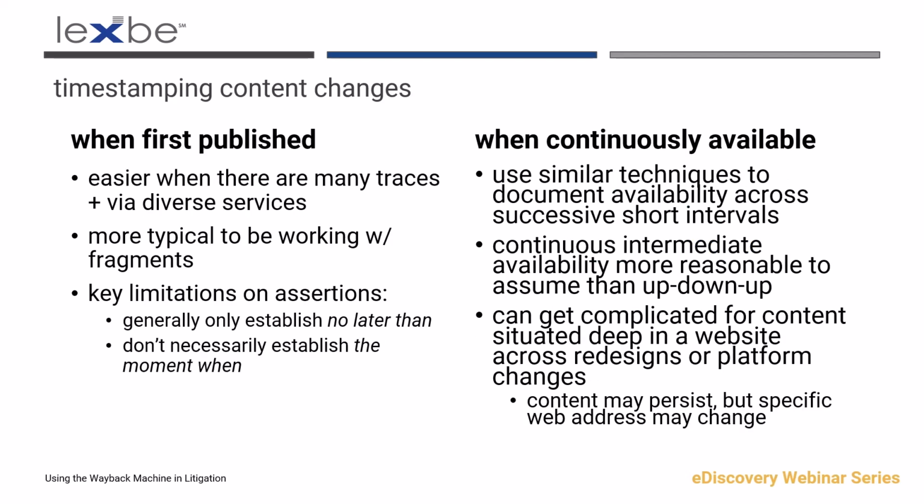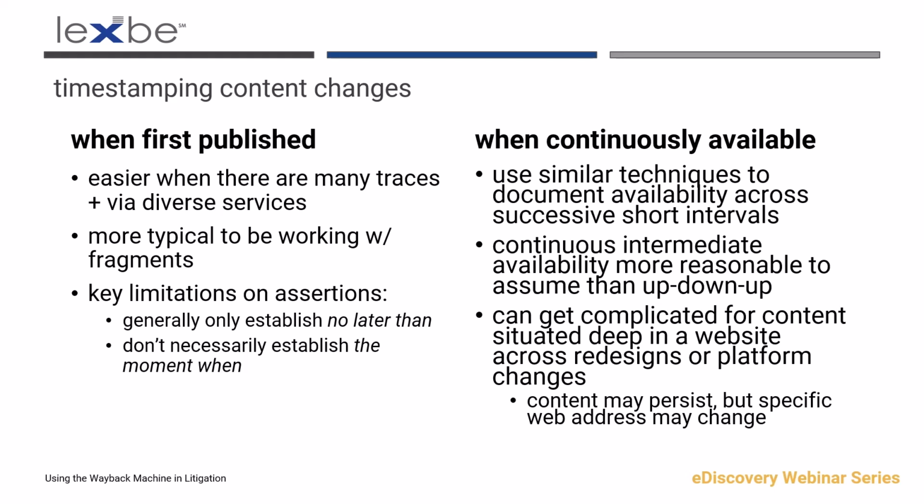When it comes to timestamping content changes, we're often interested in either establishing when information was first published or the period of time over which information was continuously available. When trying to determine when information was first published, it helps when there are multiple corroborating sources, but this isn't necessarily typical. A key caveat on these kinds of investigations is that it is more common to be able to establish that information was published no later than a specific date than it is to be able to establish the precise moment it was published.